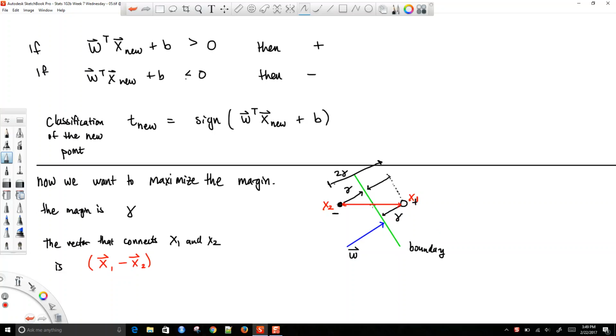And effectively I am projecting this vector onto a vector that runs parallel to w. So I'm going to project this vector onto w to get this 2 gamma distance. So the distance 2 gamma is the projection of x1 minus x2, it doesn't really matter which, onto a vector parallel to w, which is projecting it onto the vector itself.